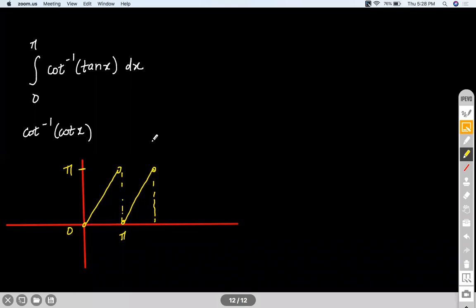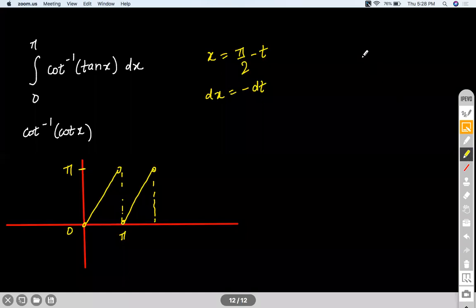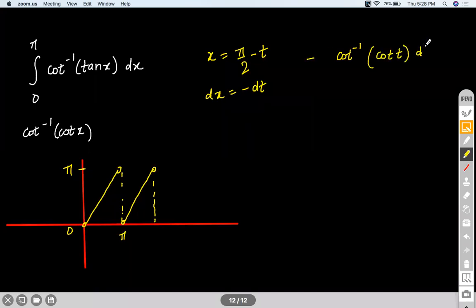Now I have to find cot inverse of tan x. How do I do that? So can we substitute x as pi by 2 minus t? Absolutely correct. So let us substitute x as pi by 2 minus t. Okay. dx will become negative dt. Right? So the integral becomes cot inverse of tan of pi by 2 minus t, which is cot t, negative dt.